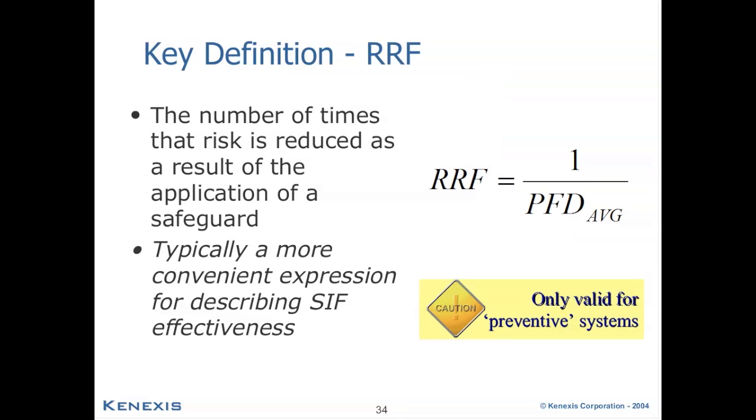With respect to defining the SIL, we can perhaps more easily define it in terms of a risk reduction factor, or RRF. This simply represents the number of times that the risk will be reduced as a result of applying the safeguard, and is typically more convenient for describing a system's effectiveness, although this is only valid for preventative systems, not mitigating systems.